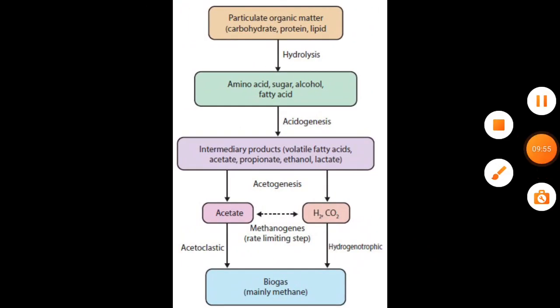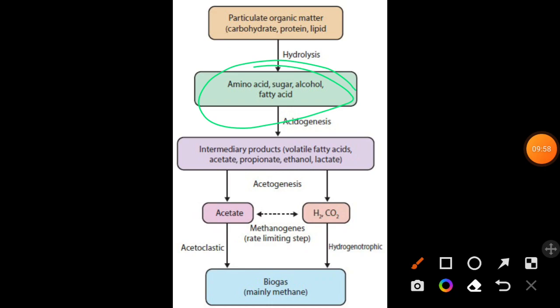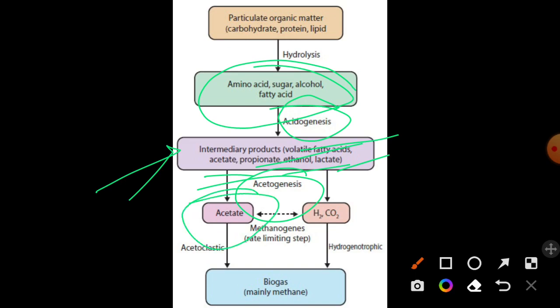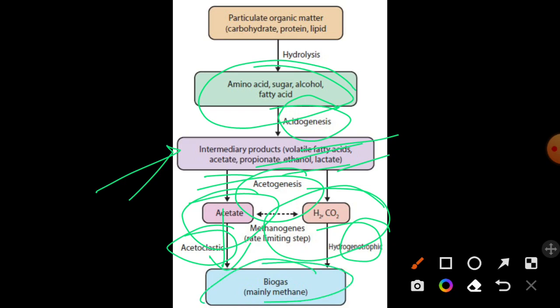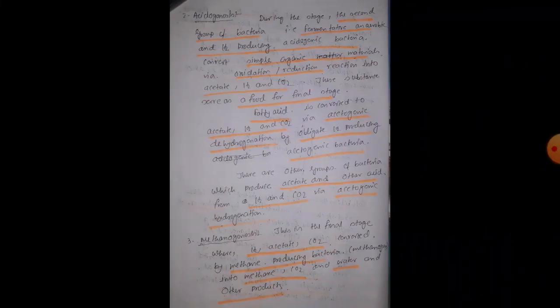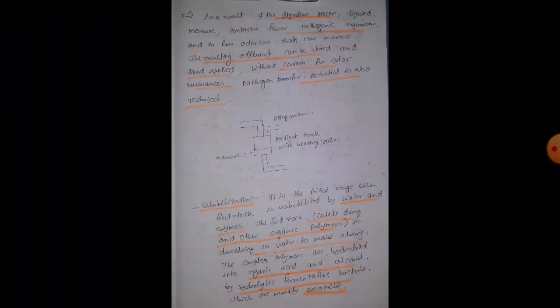After that we will get amino acids, sugar, alcohol, fatty acids. Acidogenic bacteria will convert them into intermediate products: volatile fatty acids, acetate, propionate, ethanol, lactate. Then acetogenic bacteria will convert them into acetate, H2 and CO2. Now there are two different steps, acetoclastic and hydrogenotrophic, that ultimately give you biogas, mainly methane. So that is the idea of biogas production.